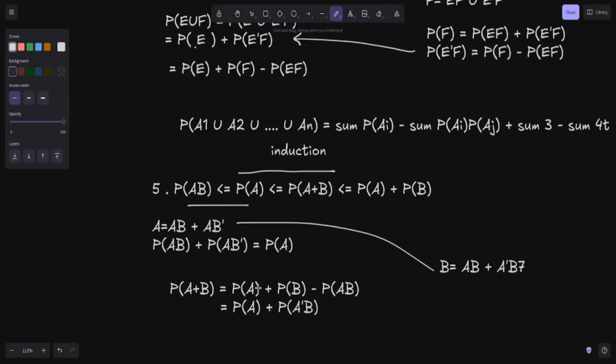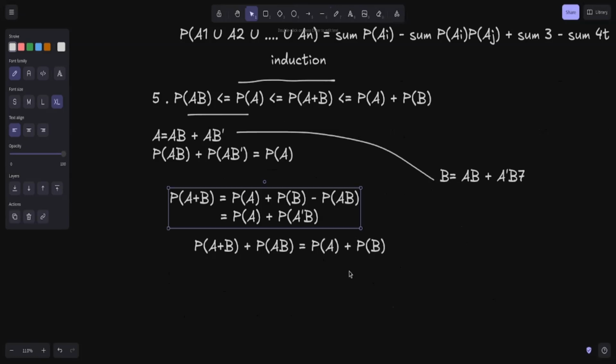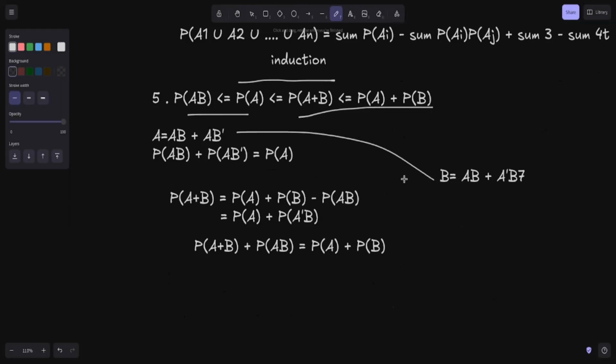Now last part, simple logic. From P(A+B), we will take this part here, so it will become P(A+B) plus P(AB) is equal to P(A) plus P(B). That means P(A+B) will be less than P(A) plus P(B). So this is also satisfied here. So you have successfully proved this equation. This is the fifth equation that we have proved.